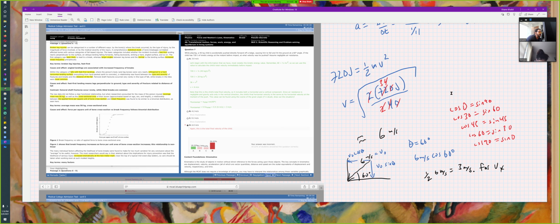So this child one, someone is pushed directly forward off of a ledge, and they give us the kinetic energy, and we just have to find his or her velocity. So 720 joules is equal to 1/2 mv squared. We know the mass is 40 kilograms. So you just rearrange that and solve for velocity.